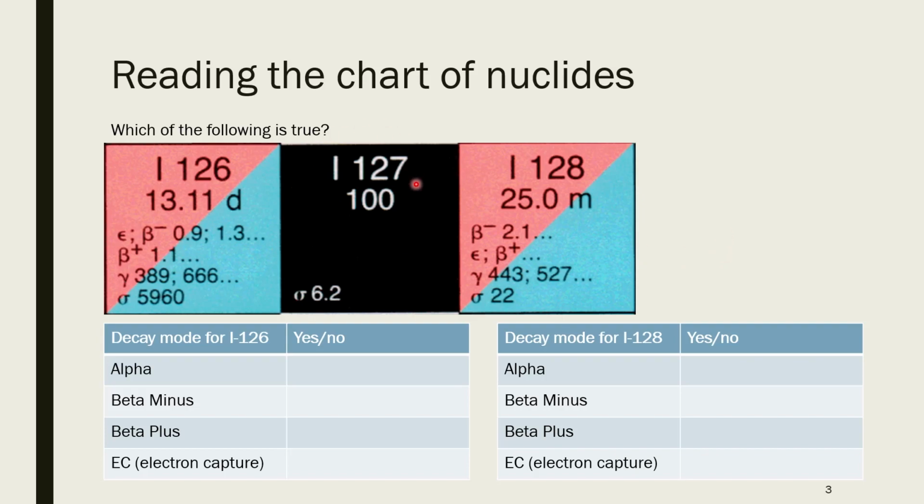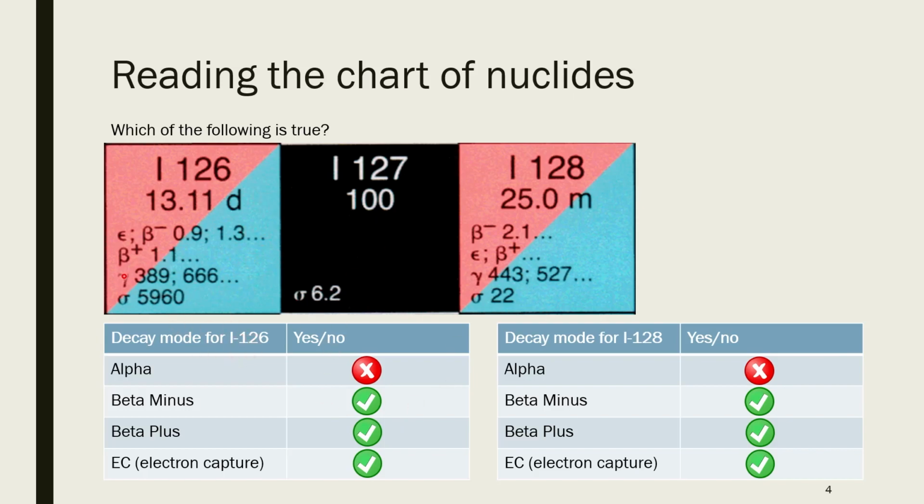So the iodine 127 is stable, as we can see by this being black, and it makes up 100% of all naturally occurring iodine isotopes on Earth, and these ones are radioactive. And now the question is, which type of radioactivity do they emit? Well, it looks something like this.